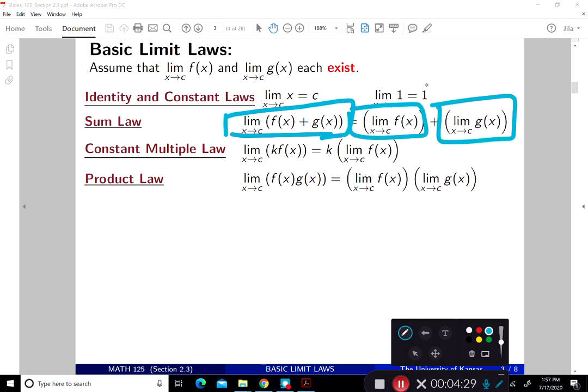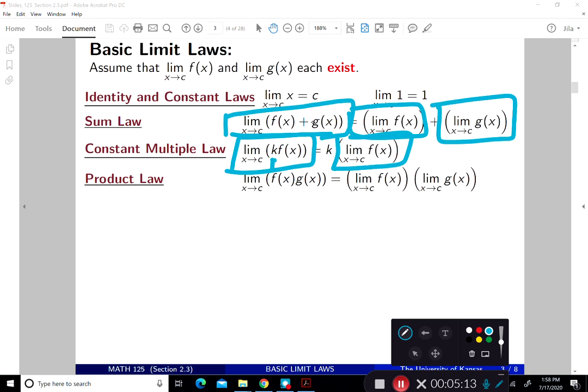the limit of g of x. And so the second one, the constant multiple law, can be true for f or g, but we're assuming that both f and g have limits as x approaches c. So the limit of a constant times f as x approaches c is going to be the constant times the limit of f of x as x approaches c. The other way we say this is that the constant can come out of the limit. The constant was in the limit here, then it came out of the limit and multiplied it.